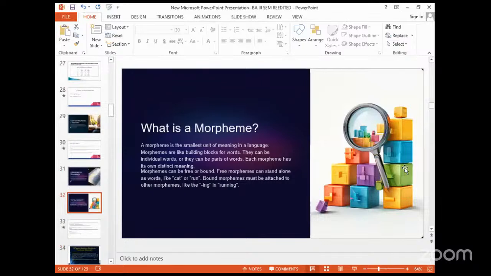So what is the morpheme? A morpheme is the smallest unit of meaning in a language. So morphemes are like building blocks for words. They can be individual words or they can be parts of words, and each morpheme has its own distinct meaning. Morphemes can be free or bound. Free morphemes can stand alone as words like cat or run. Yes, they can stand on their own, isn't it? Whereas bound morphemes must be attached to other morphemes, like ing in running.